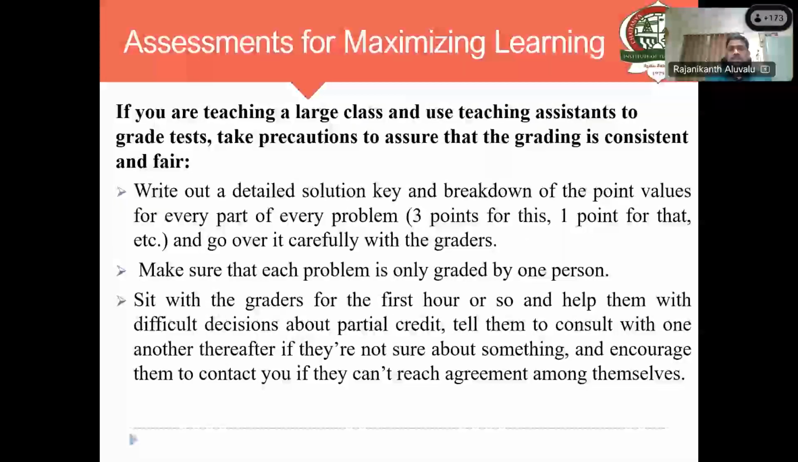And the next one is, if you are teaching a large classroom and using teaching assistants to grade tests, take precautions to assure that the grading is consistent and fair. Of course, in some institutions, there is even a concept of large classrooms. This has now become more of a practice in schools and colleges.